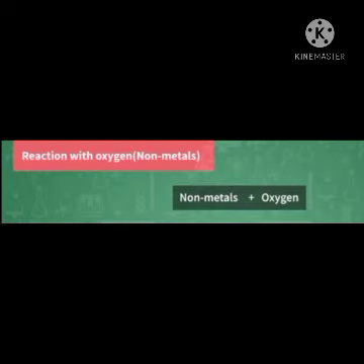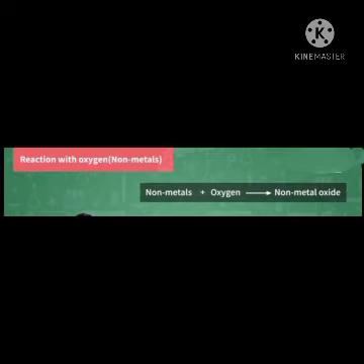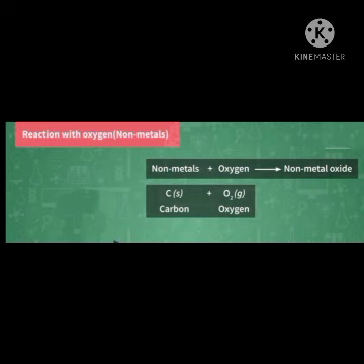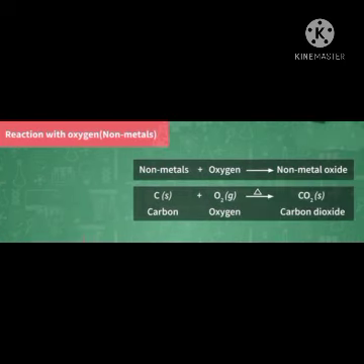First one, reactions of nonmetals with oxygen. When nonmetals react with oxygen, they form nonmetal oxides. For example, the nonmetal carbon. Carbon reacts with oxygen to form carbon dioxide, that is CO2. This can be seen during burning of coal. When coal is burned in presence of oxygen, it forms carbon dioxide.